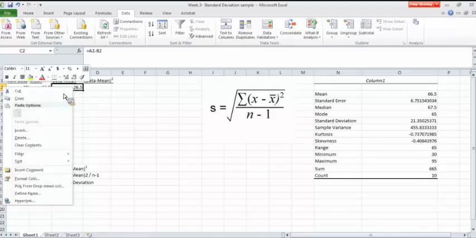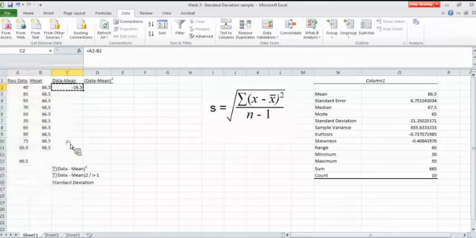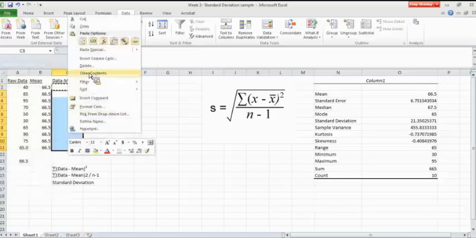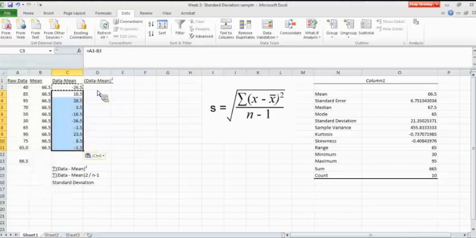I'm going to go ahead and copy this. If I just do a copy and paste, then it's gone ahead, and for each one of these, it's done the same thing. So we see that we have some that are positive and some that are negative.